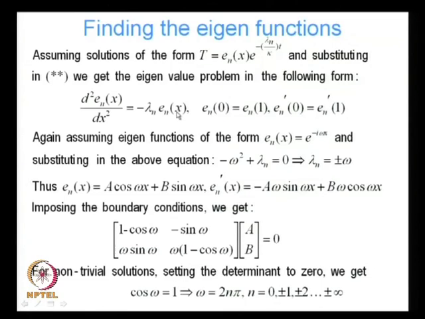I get an equation like this, and it has these boundary conditions, which are that E_n(0) must be equal to E_n(1), E_n'(0) must be equal to E_n'(1). So, this becomes my eigenvalue problem. How do I get my eigenvalue problem?